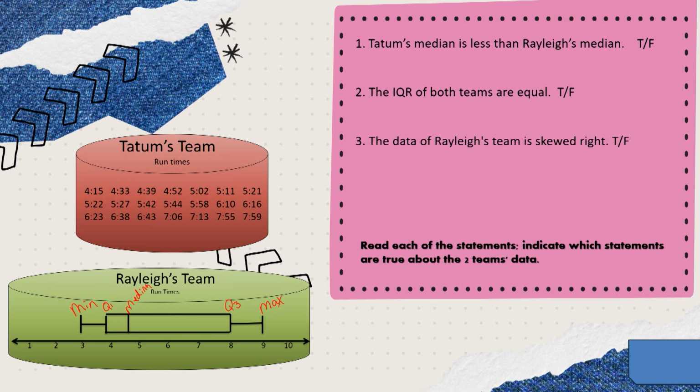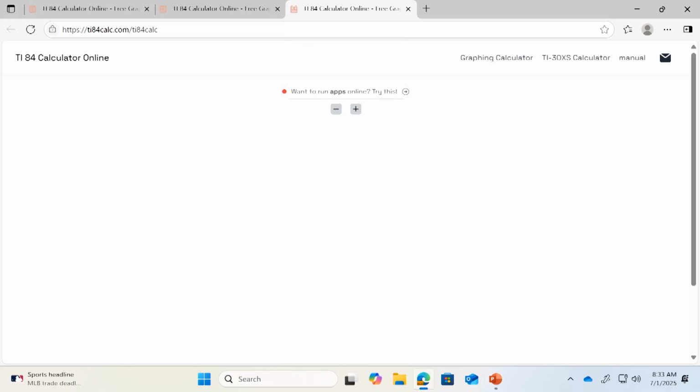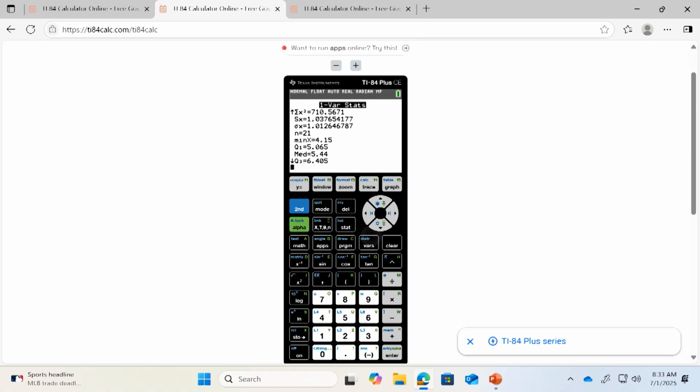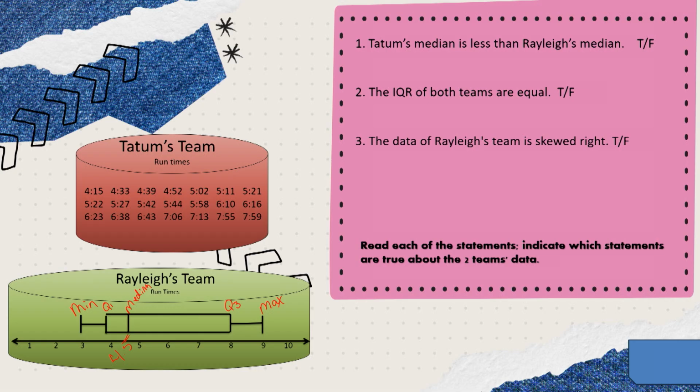So it says Tatum's median is less than Riley's median. So then Riley's median is what? Let's say it's at 4.5. Now, what did we say that Tatum's was? So let's look back and see what Tatum's was. Tatum's median is 5.44. Is his less than? Well, no, it's not. So this is going to be false.